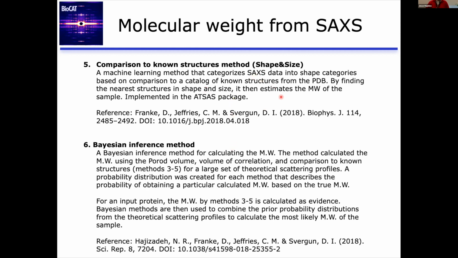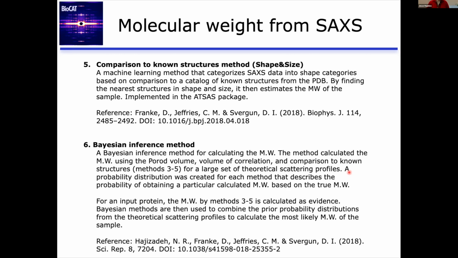So that's a kind of fun, newish method. And then this last method I want to highlight is one that takes the three other concentration-independent methods and combines them. This is a Bayesian inference method, and it takes the Porod volume, the volume of correlation, and this comparison to known structures, and again calculates them all for a large set of theoretical scattering profiles from the PDB. And then from the PDB, you know what the actual molecular weight is.